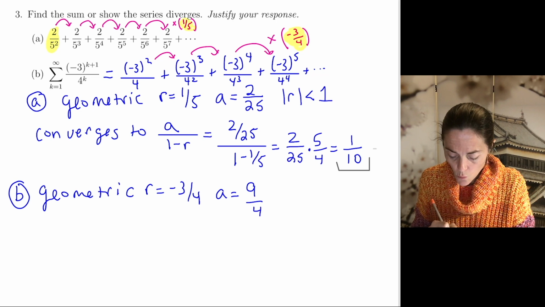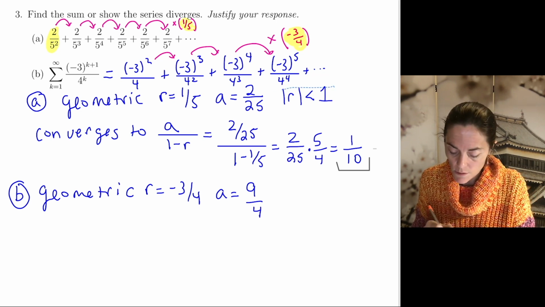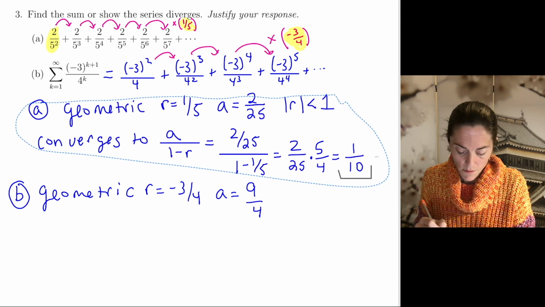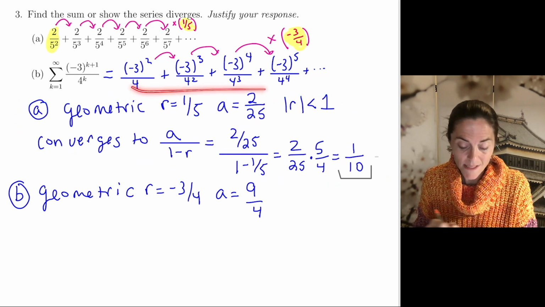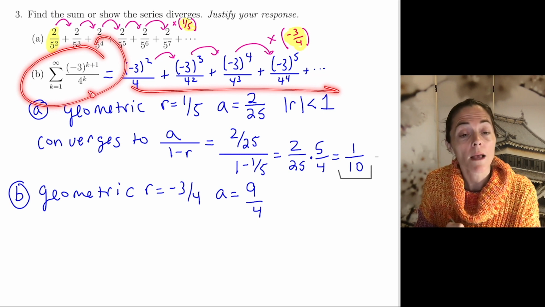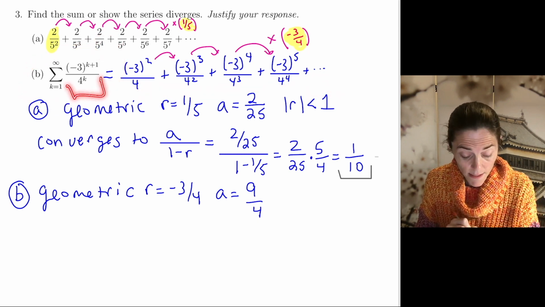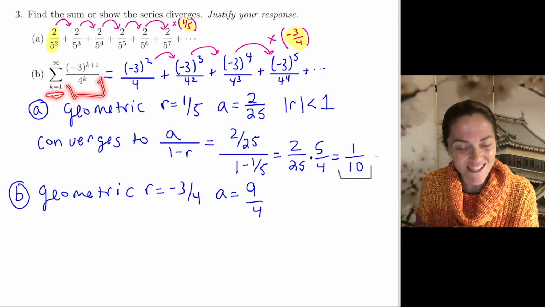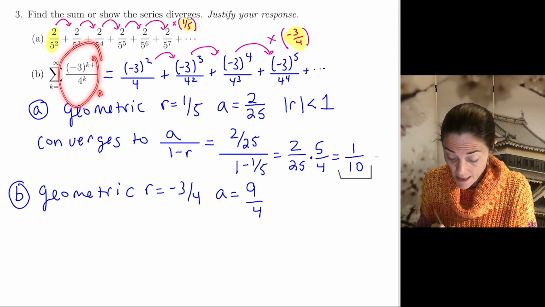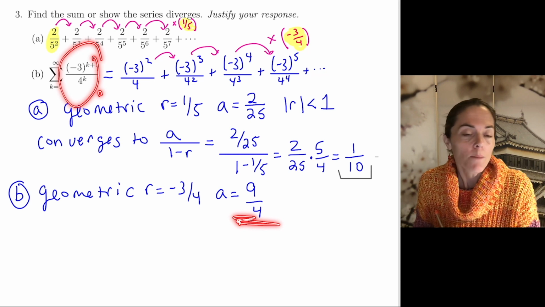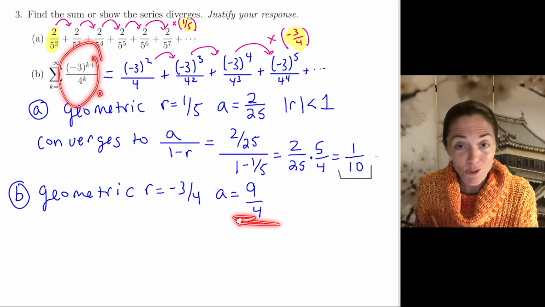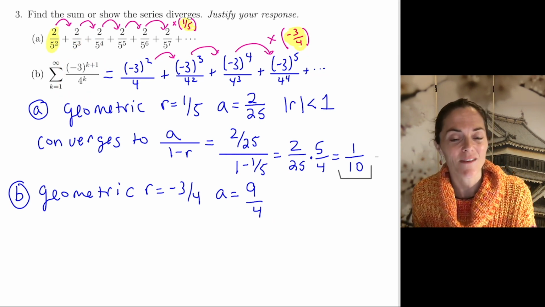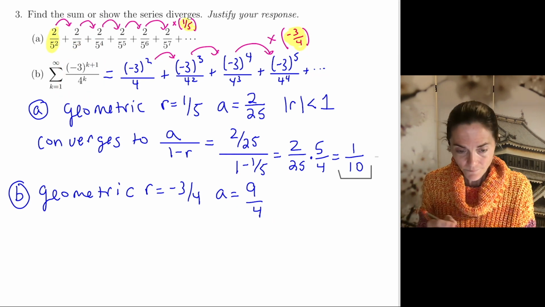But if you don't want to write out terms like I did, all you would do is take and evaluate this at your lowest index. In this case, my lowest index is 1. So I evaluate this expression at 1. This gives me my initial term. But you could also evaluate at 10 or 2 or 0 or whatever your lowest index is. This is how we find our initial term.